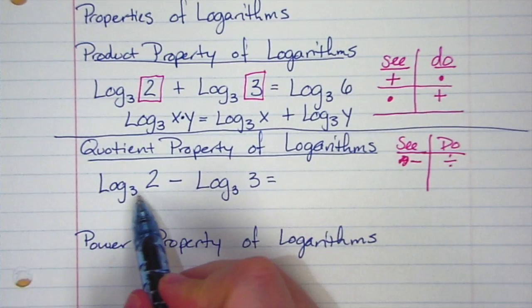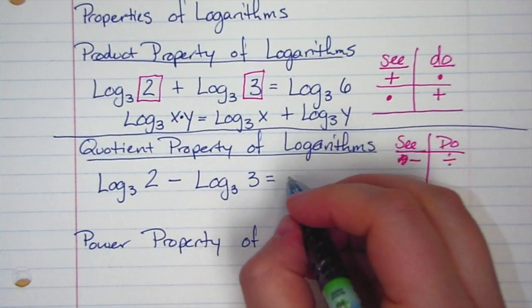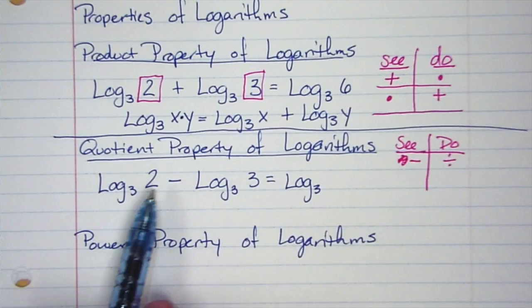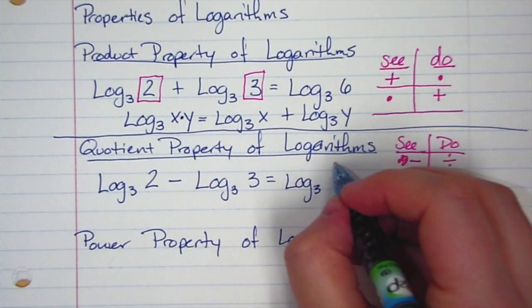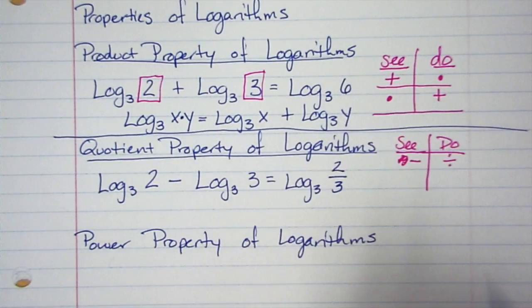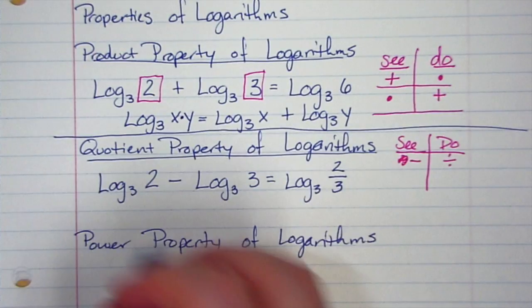So when I see this subtraction, I'm going to combine these two under one log with the same base. My first argument becomes my numerator, and my second argument becomes my denominator. And then, of course, we would do anything we need to do there to simplify that. The opposite is also true.